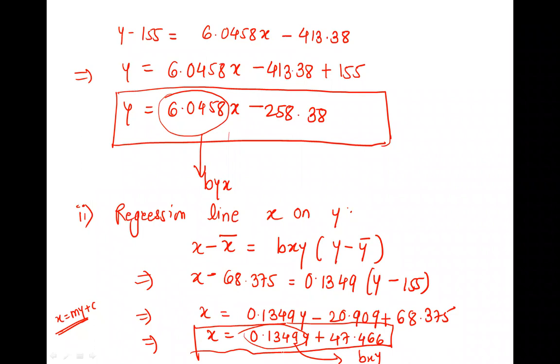R equals root of BXY into BYX. For that, we should understand the value of BYX and this is BXY. Multiply them, take the square root of it, and whatever the value is, that is R. Getting it? Yes. Write the question next and try to solve.